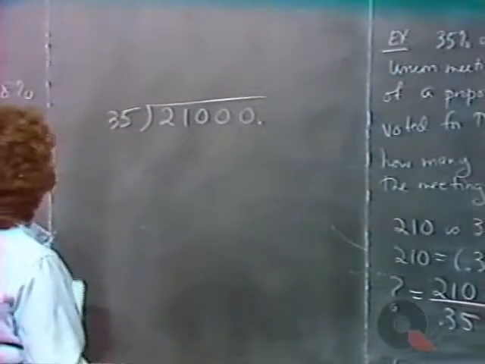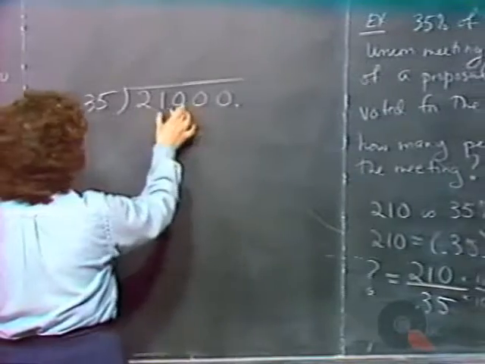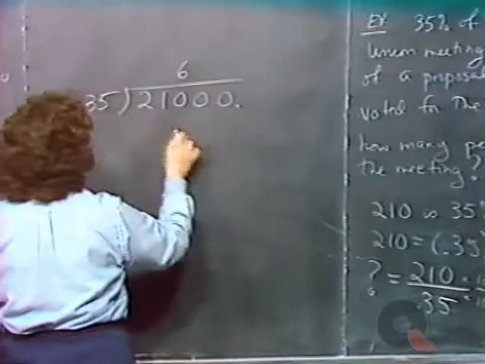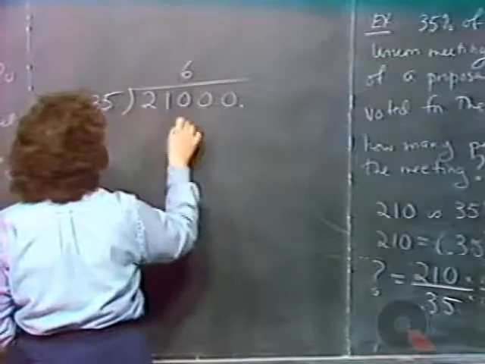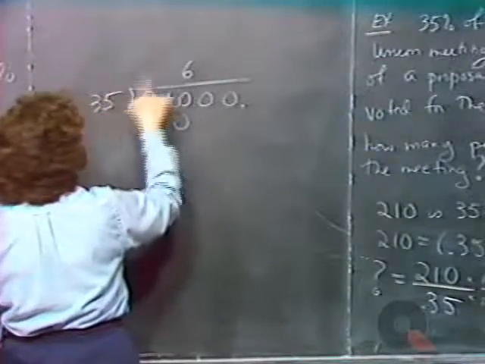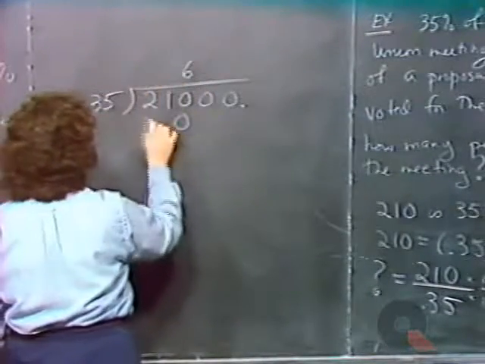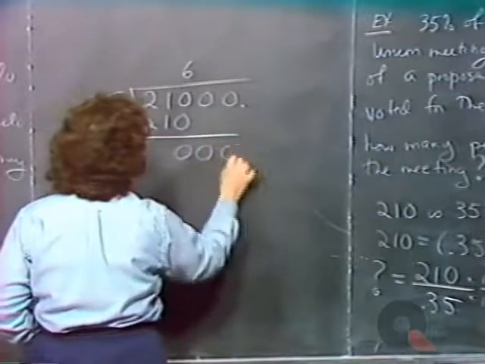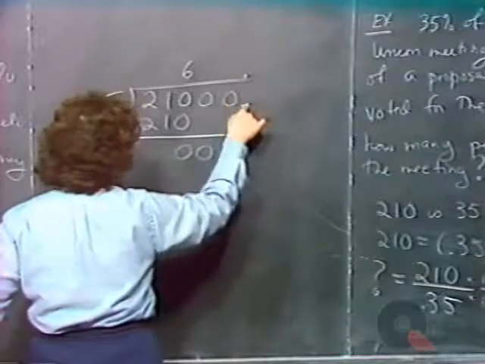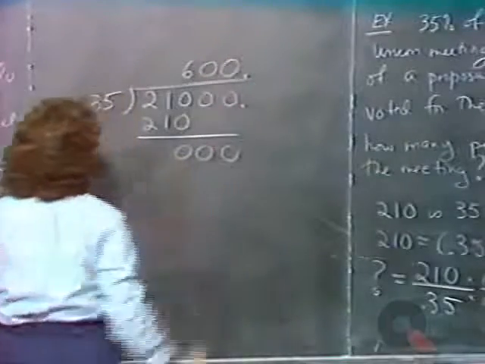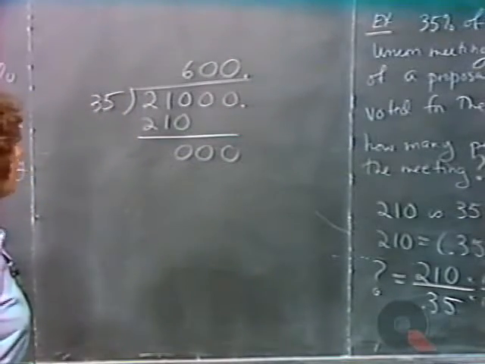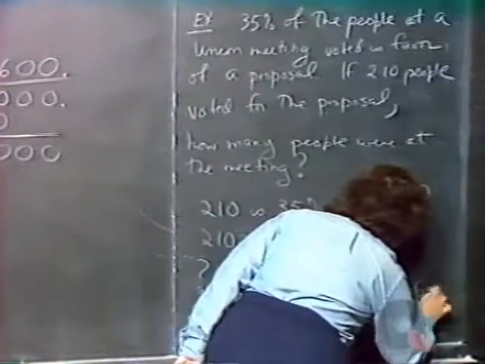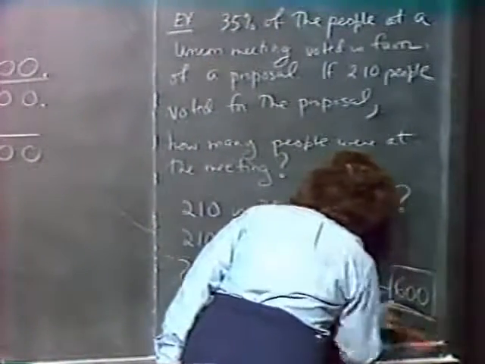Okay, how many 35s in 21? It doesn't go into 21. It goes into 210 6 times. 35 times 6. 5 times 6 is 30. Carry the 3. 3 times 6, 18, and 3, 21. And then bring down the next digits. So we have to put the other zeros in there, and the final answer is 600. 600 people were at the meeting.